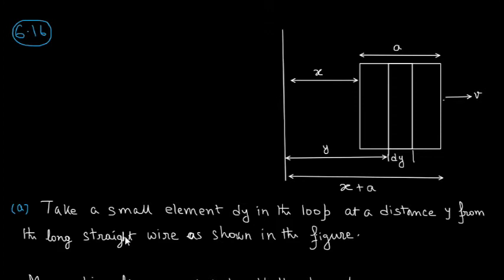So first, take a small element dy in the loop at a distance y from the long straight wire, as shown in the figure. So at a distance y from this long wire, say this long wire is carrying current here in this way.